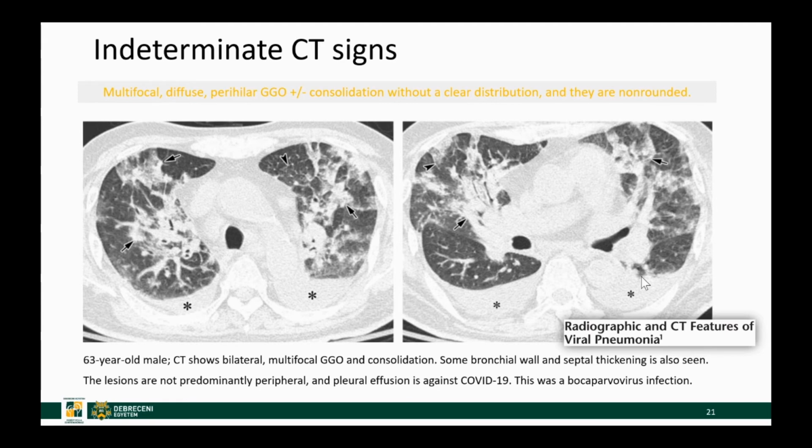Another case which might be similar to the one that we saw before. So again, various areas of ground glass opacities and consolidations, which are partially peripheral, partially peribronchovascular, and some septal thickening is also visible. However, there are bilateral pleural effusions, which is not typical for COVID-19 pneumonia, and this actually didn't turn out to be a COVID case. This was a case of Boca parvovirus infection.